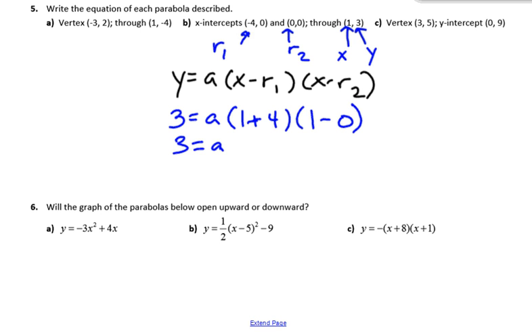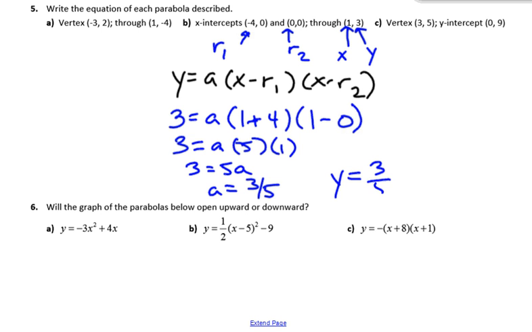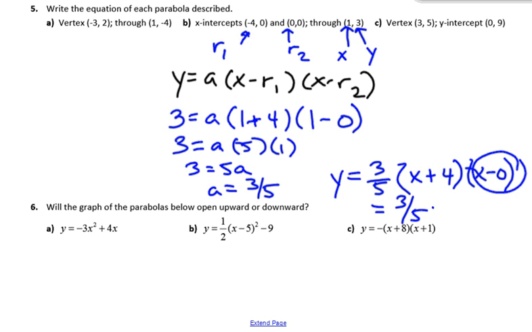Simplify and solve. So 3 equals A times 5 times 1. So 3 equals 5A. Divide by 5, so A equals 3/5. Then to write the final equation, we write Y equals 3/5 times X minus root 1, which was -4, so that would become +4, and X minus 0. Now, again, you will not see the final answer written like that. You would actually see this X minus 0 here as just a single X written first, then X plus 4. That's the better way to write your final answer.